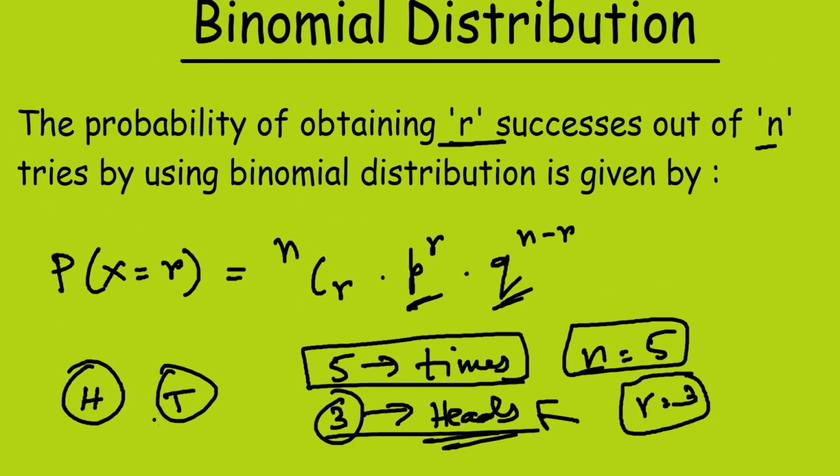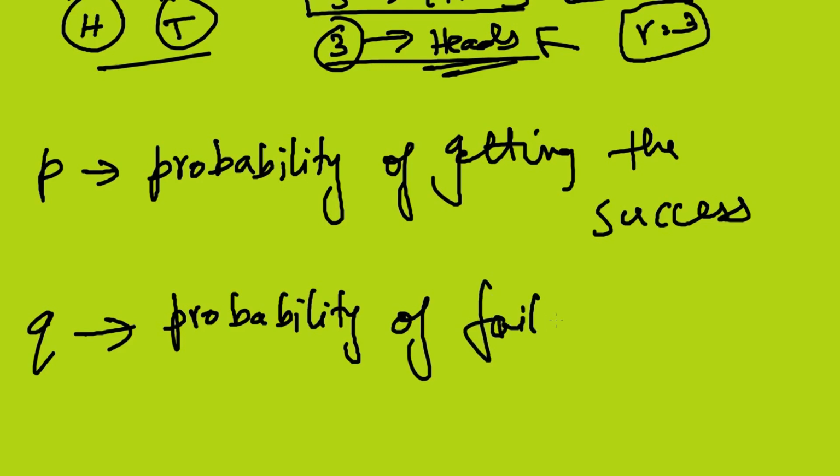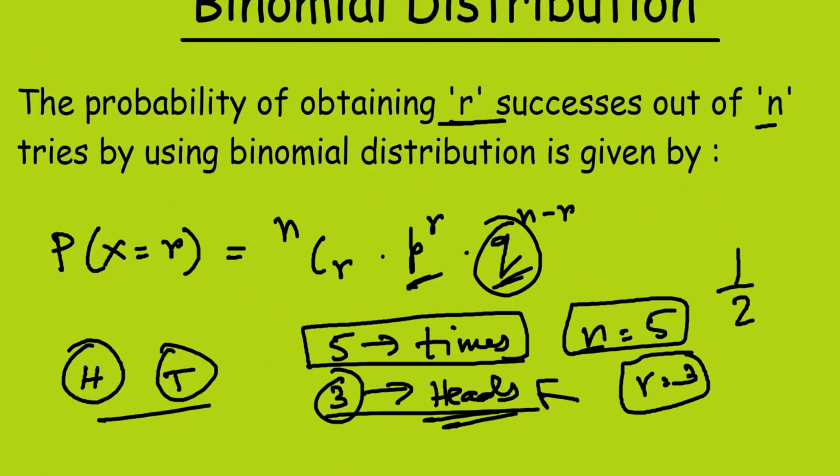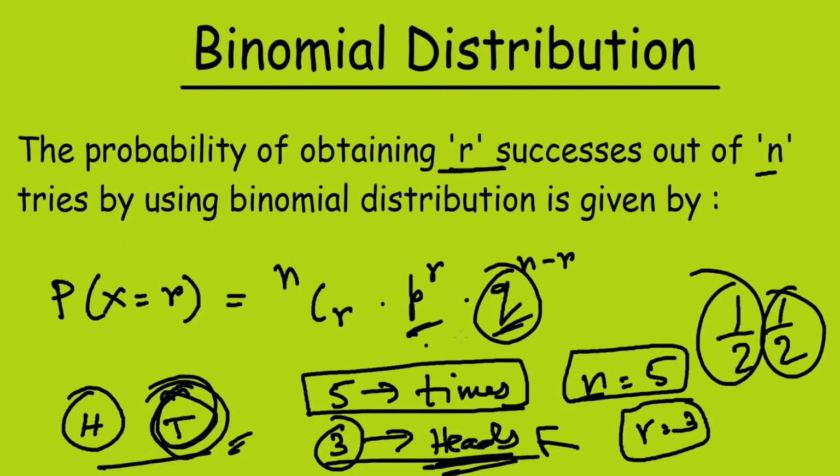So when I toss a coin once, what is the probability of getting a head? It is half. And similarly, what is q? q is the probability of failure. In this case q is the probability of getting a tail, because I want a head here, so the failure is to get a tail, and the probability is also half. This is the case where p and q are the same, but there might be problems where p and q are different.